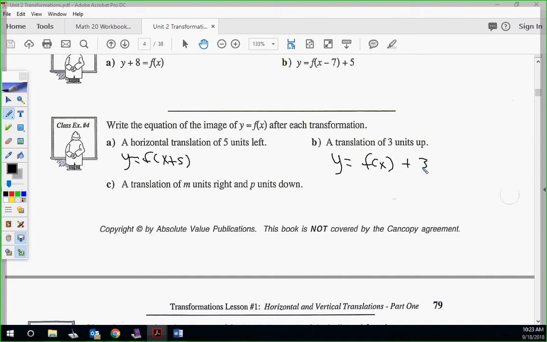And then C, they're making sure that you understand what you're doing regardless of numbers. So if I want to go m units right, that means I have to go f of x. If I'm going to the right, is it a minus or a plus? Minus m, right? They're just making sure you know what you're doing. It's not harder. And then p units down, so that means minus p. All right, cool. 2 more examples, then we'll get ready for the run.